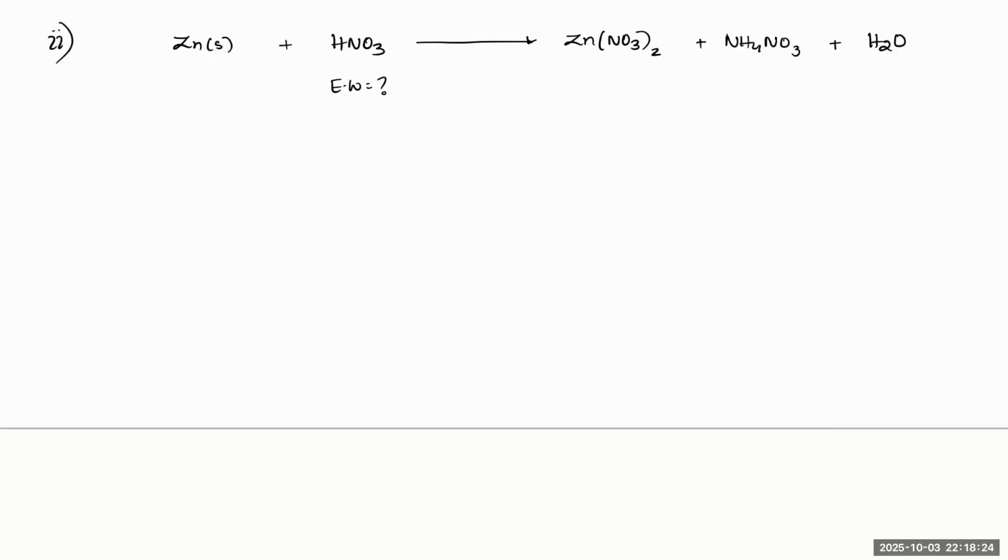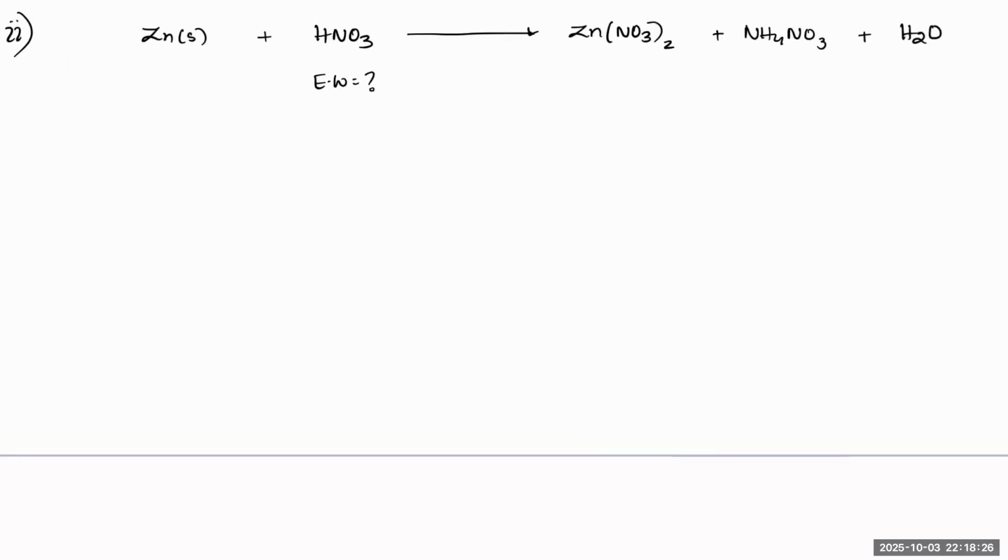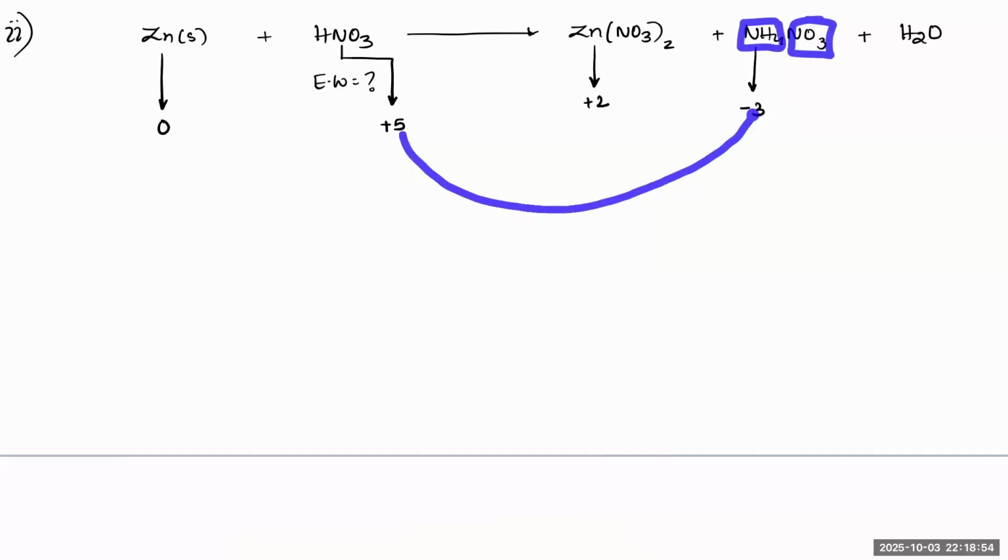Right. Let me discuss. See here, zinc stands at 0 oxidation state. Zinc stands at +2 oxidation state. So there should be 2 electrons transferred. While nitrogen here stands at +5 oxidation state, while nitrogen here stands at -3, because here it is NH4NO3, which is basically NH4 plus and NO3 minus. So the only position where the nitrogen is changing is in the ammonium form.